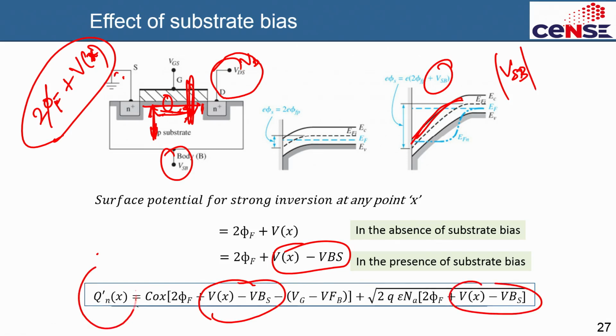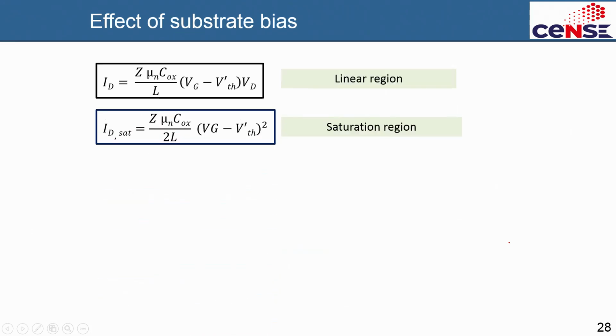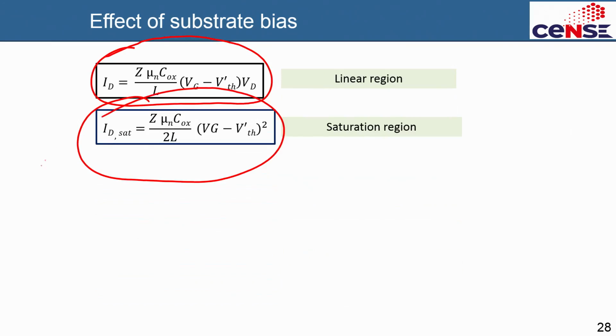So, now if you know this charge, because it is in the presence of a body effect here, you can actually derive the current-voltage characteristics, you can derive the threshold voltage also, and it so happens that in the presence of this kind of a term here, the threshold voltage will shift by some amount. This is the current in the linear regime, this is the current in the saturation regime, everything stays the same except the threshold voltage has changed, it has become V dash Vth.